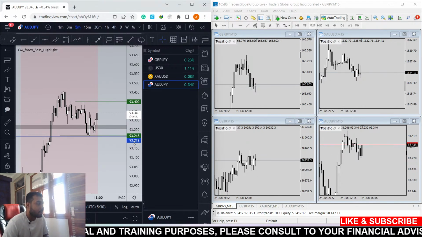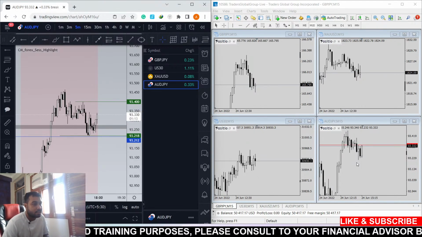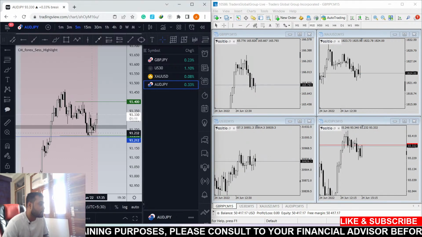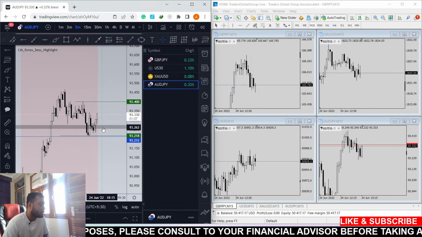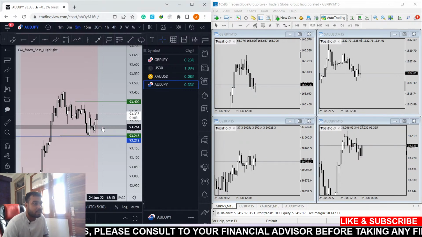Here we have got nice rejection from the downside. It's created from the 1 hour and 4 hour. It has also broken this resistance.